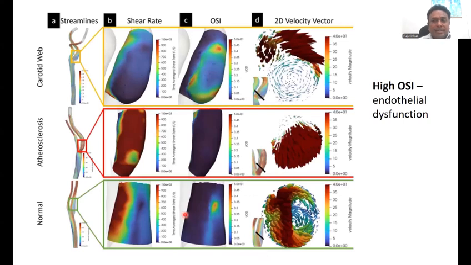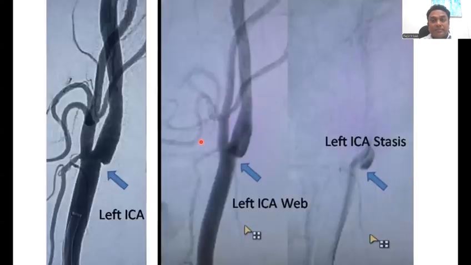Another feature that we need to discuss is the oscillatory shear. Beyond the web, there is a to and fro movement of blood, which we call oscillatory shear. And there's a high oscillatory shear index beyond the web as compared to normal. In atherosclerotic patients, the oscillatory shear index is extremely low. And this oscillatory shear index is correlated with endothelial dysfunction. Like in this patient with a stroke, you see there's a web, the length is small, but there is significant stasis beyond the web, which shows the hemodynamic parameters really are affected with this intimal flap.